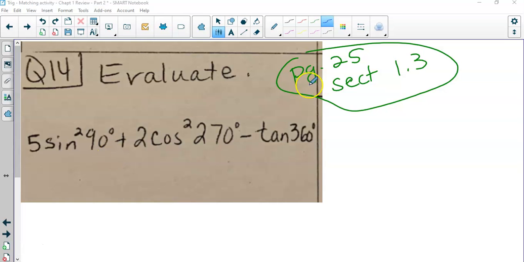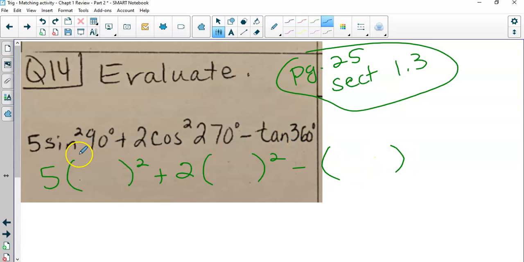For number 14, you're going to use page 25 again, which is in section 1.3. 5 times the sine squared of 90 plus 2 times the cosine squared of 270 minus tangent of 360. So remember, I'm taking the sine of 90 and I'm squaring it. I'm taking the cosine of 270 and I'm squaring it. And then I'm going to just write in the tangent of 360.